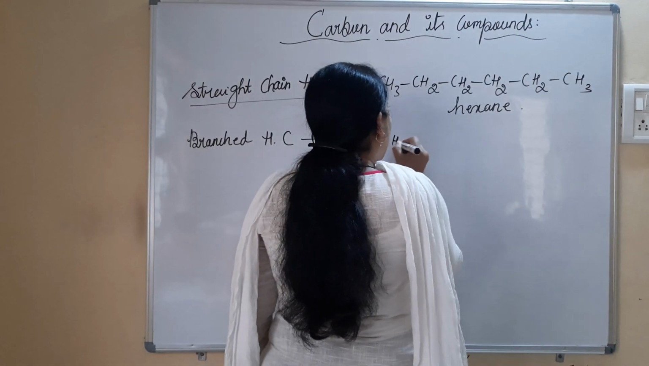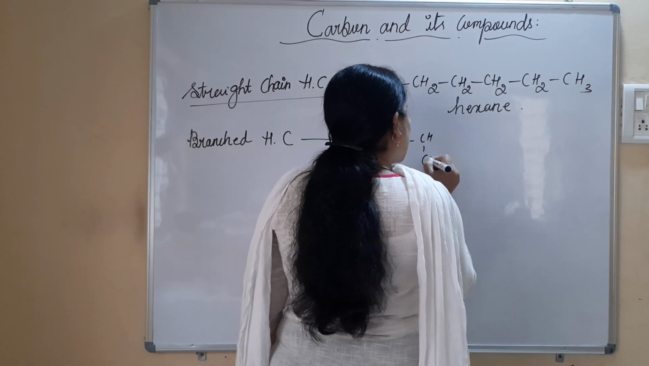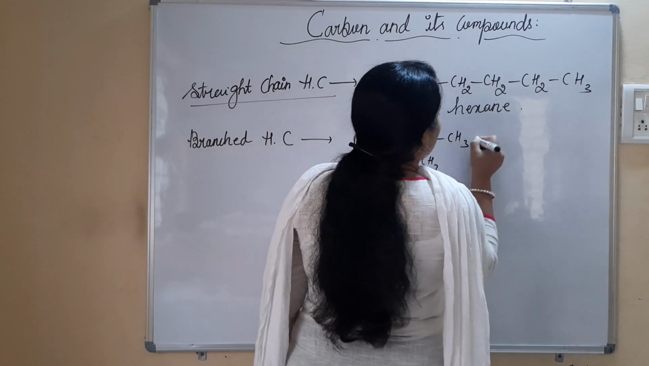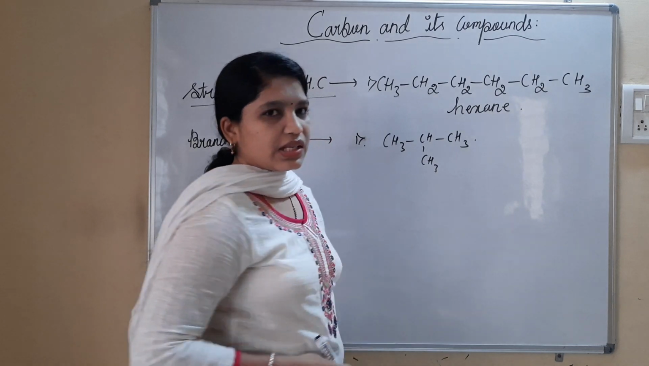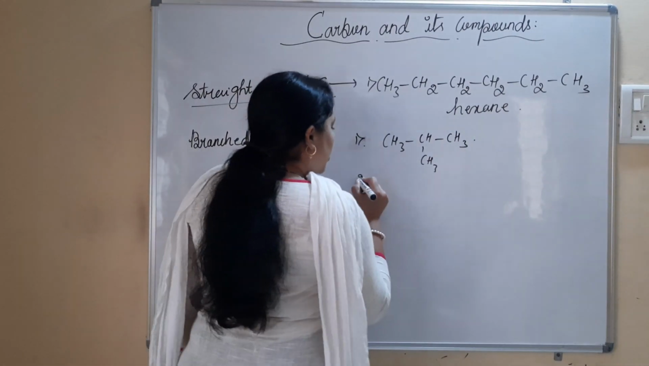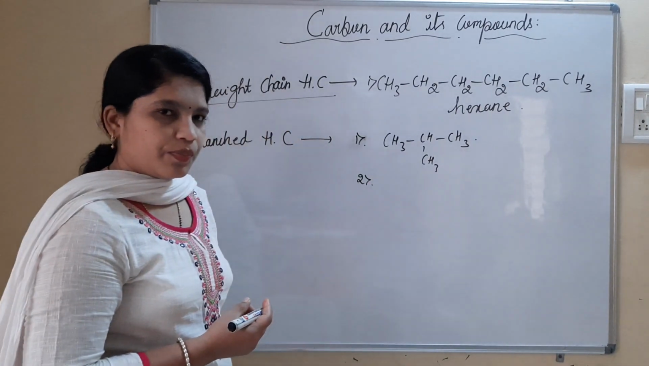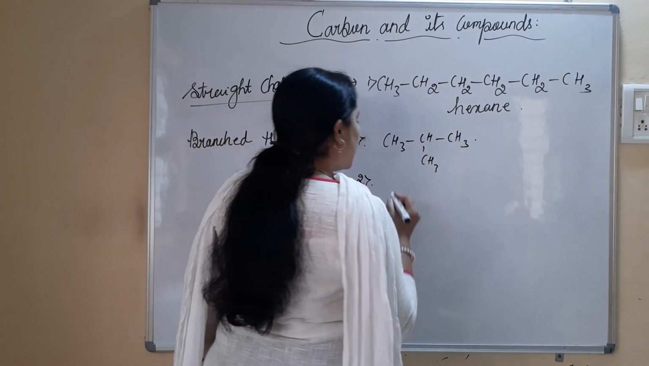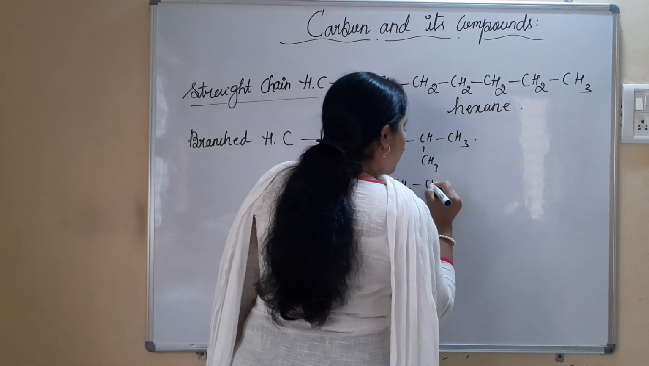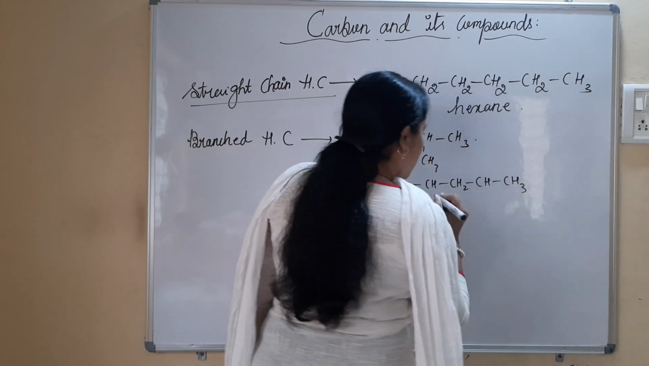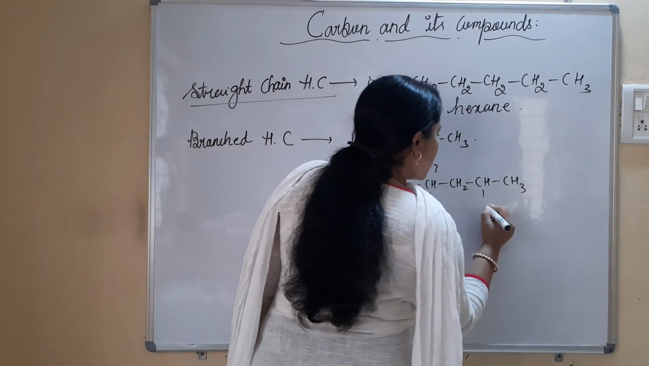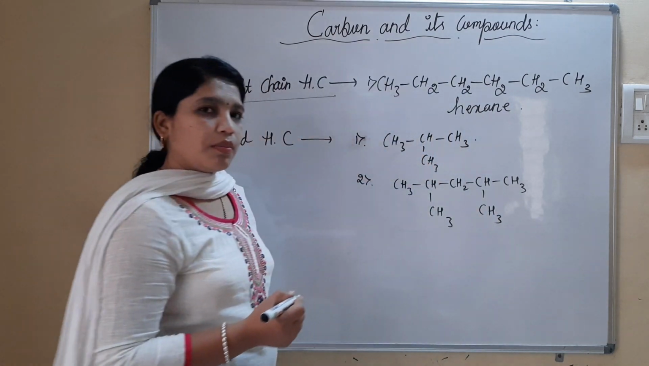So CH3, CH, CH3, here I have CH3. This is one of the branched hydrocarbons where we have seen one branching is present. Likewise, if you consider a second example, I will consider CH3, CH, CH2, CH, CH3. Here I will be having one branching, here I will be having another branching.